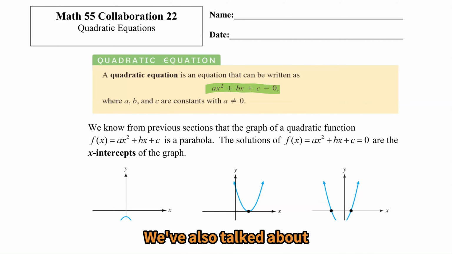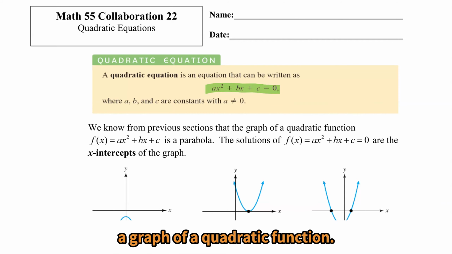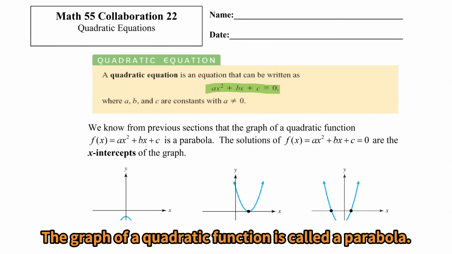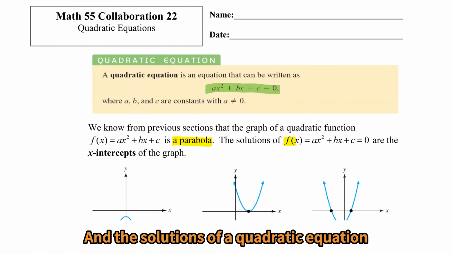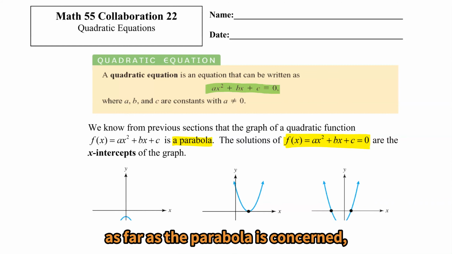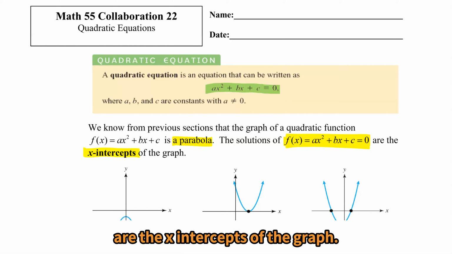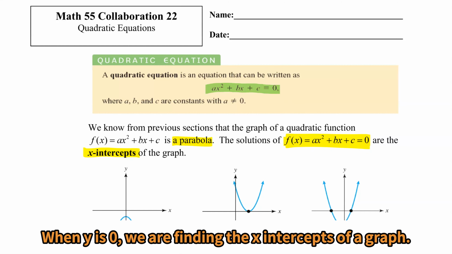We've also talked about a graph of a quadratic function. The graph of a quadratic function is called a parabola, and the solutions of a quadratic equation, as far as the parabola is concerned, are the x-intercepts of the graph. When y is 0, we are finding the x-intercepts of a graph.